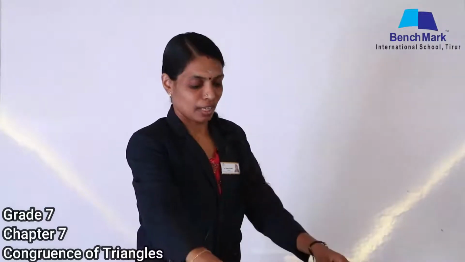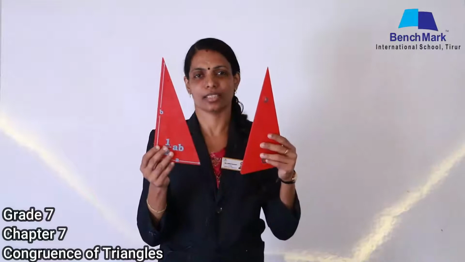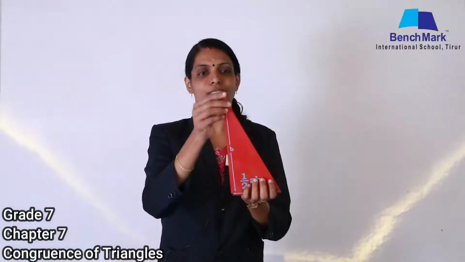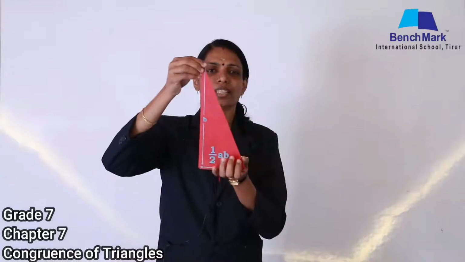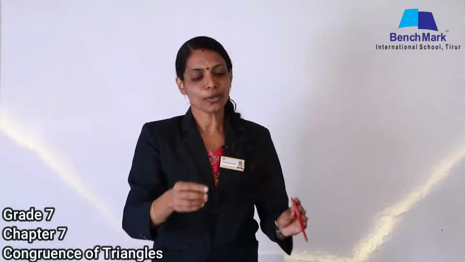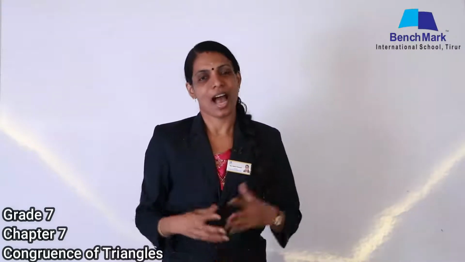And even if I take something like this, you can see here there are two triangles. Suppose I am putting one over the other. You can see that the two triangles are getting superposed one over the other. So we are going to deal in this chapter about such figures, and these figures are known as congruent figures. So let's start the chapter congruent figures.